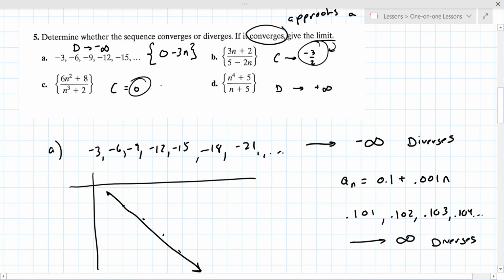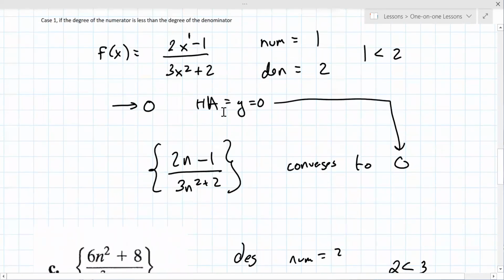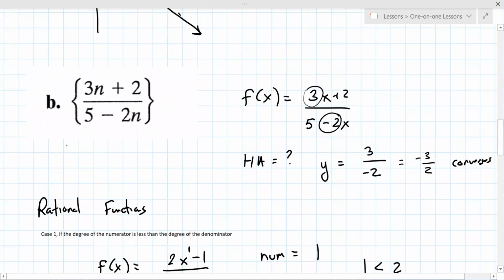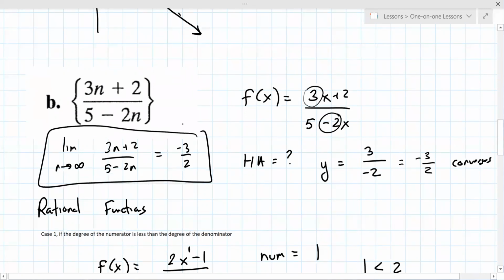In limit notation, if that's what your instructor is asking you to do, let me do that. Here you'd say the limit as n goes to infinity of (3n plus 2) over (5 minus 2n) equals minus 3/2. That's what you're supposed to write out.